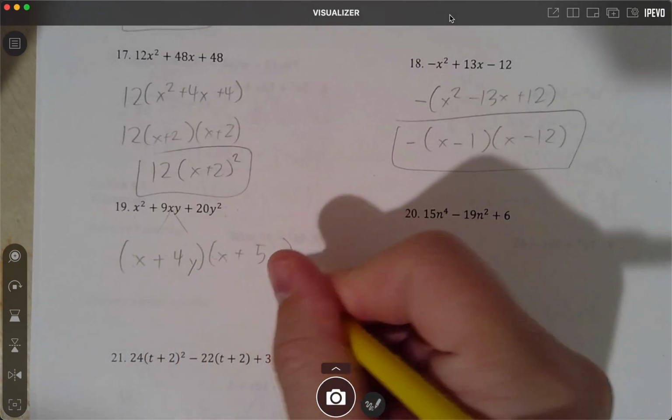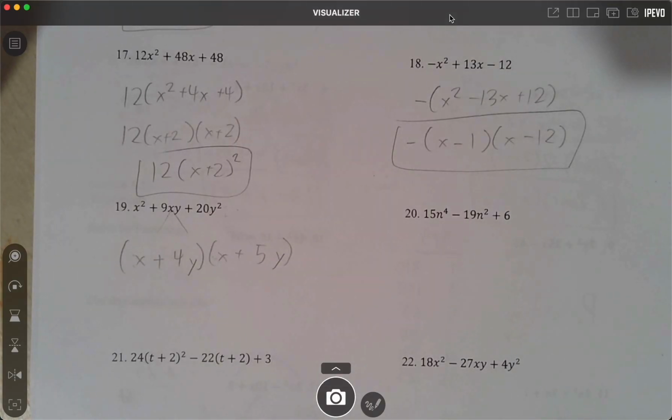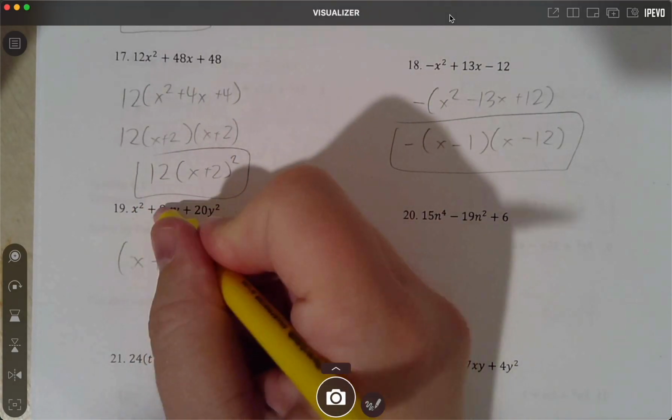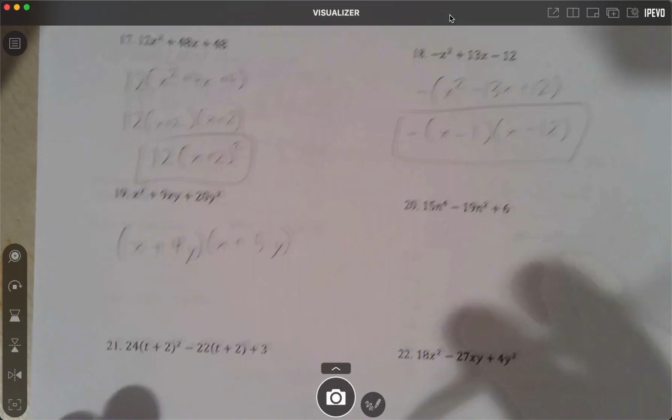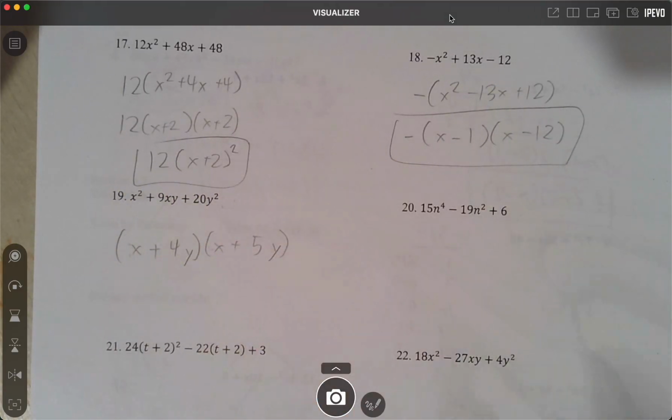Please, please, please go through the full by grouping process. Split that middle into plus 4xy plus 5xy. See why this is your final answer, and how it comes from this example. But really, we're in review mode here.